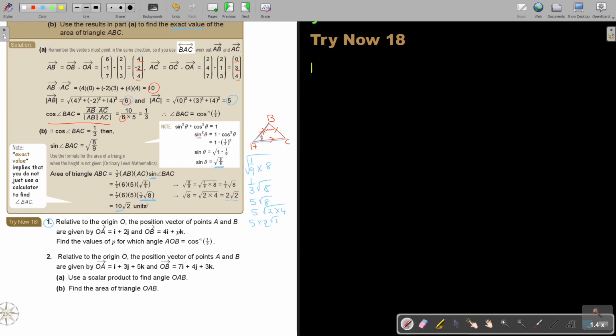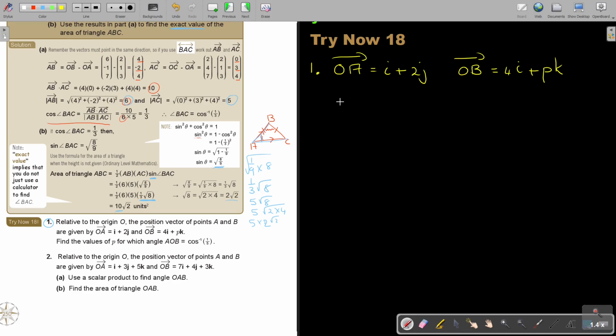Okay, so let's look at number 1. Relative to the origin O, the position vectors of A and B are given as, okay, let's just write it down. OA is i plus 2j and OB is 4i plus pk. Okay. Find the value of p for which the angle, and they give it again as that ratio. It's just a way of giving it, like with inverse functions. Okay, but if we're going to start with that one, we are going to first find the scalar product.